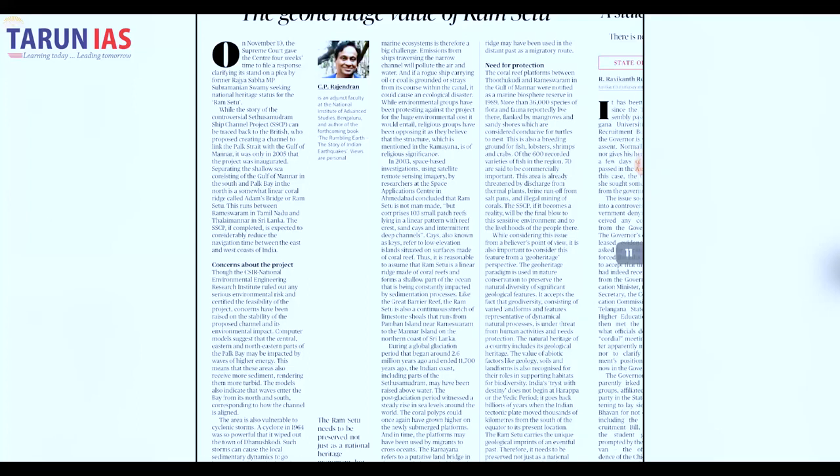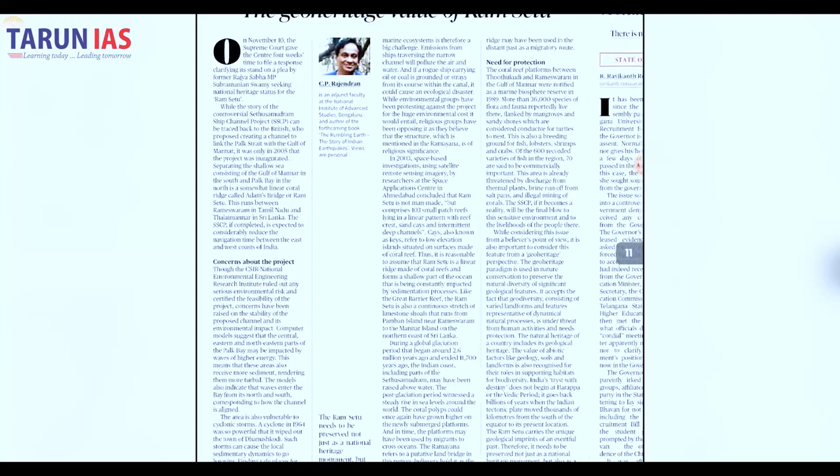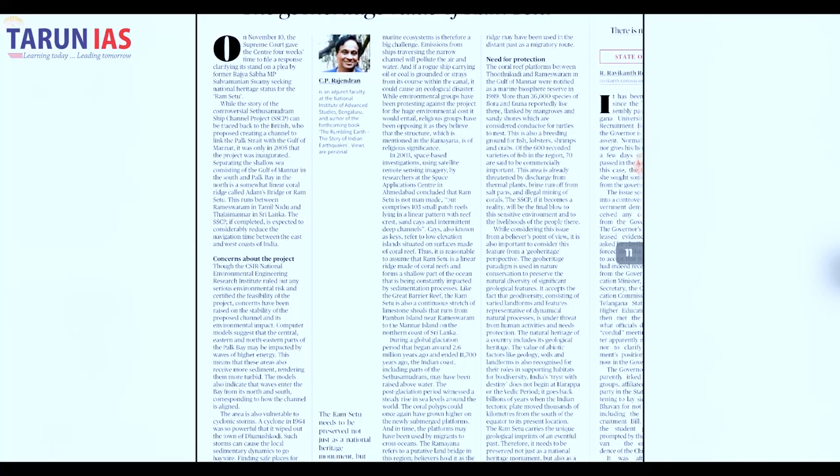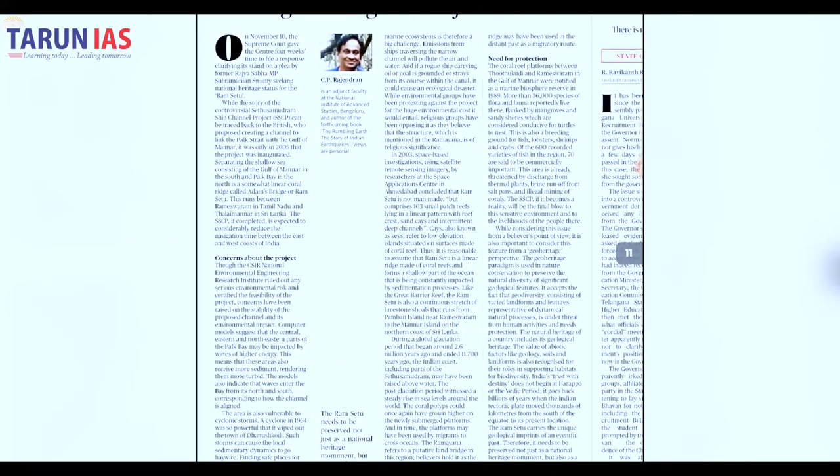Now coming to the second paragraph of this editorial, the controversial Setusamudram Ship Channel project can be traced back to the British period, who proposed creating a channel to link the Palk Strait and the Gulf of Mannar. It was in the year 2005 that the Setusamudram ship channel was inaugurated. The channel will connect the east to the west coast, reducing travel time and navigation.